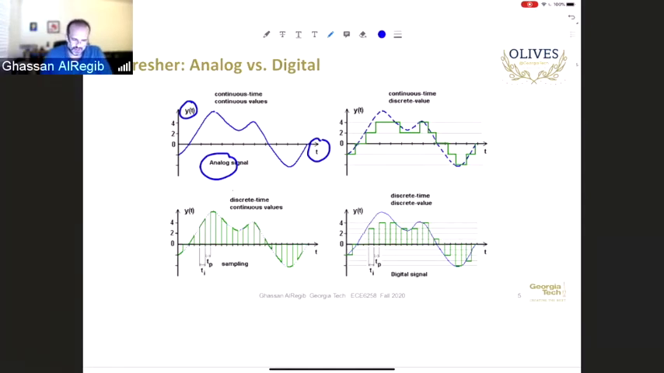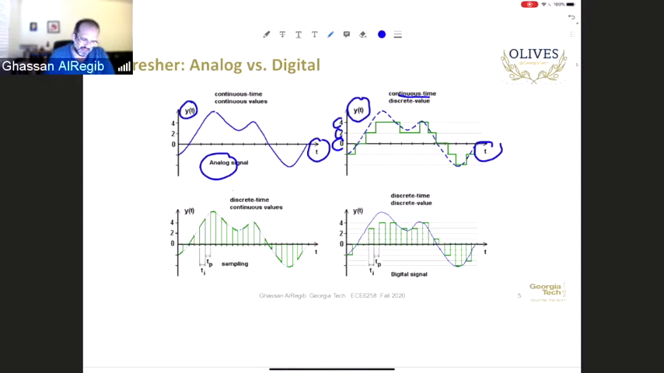And then next to it, on the x-axis we have time, but this time is continuous time, while the values for the signal y of t only take certain discrete values. They can be integers or some other values. In this case you can see the values are 0, 2, 4, -2, -2, and so on. So these are the discrete values our signal y of t can take in this case. So we call this a continuous time discrete value signal.